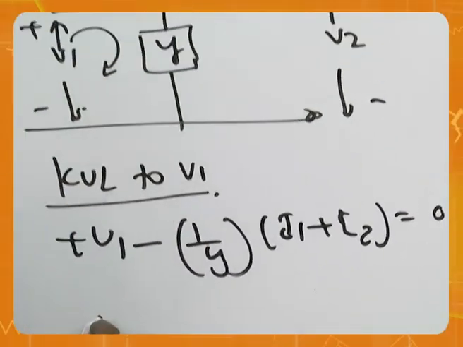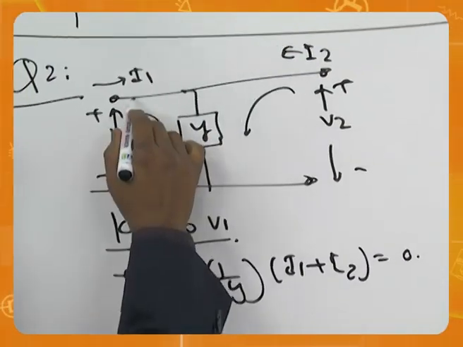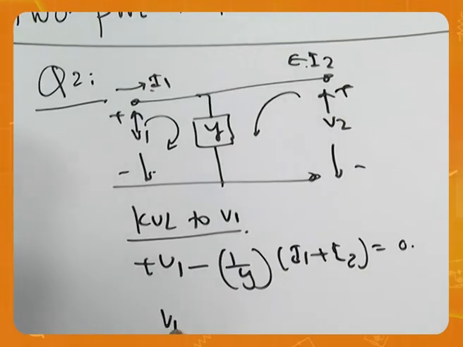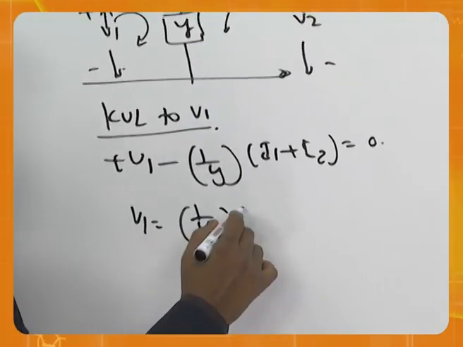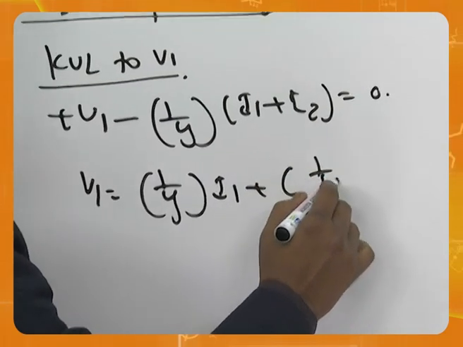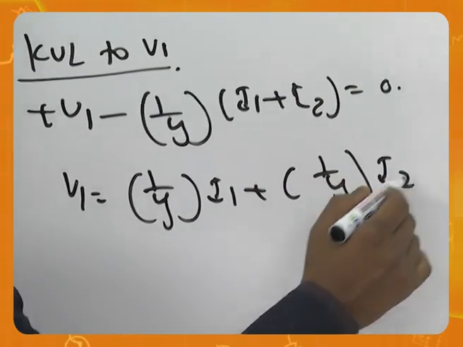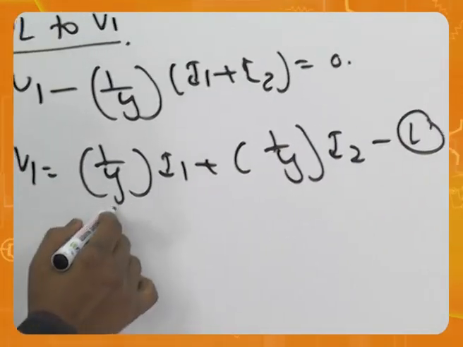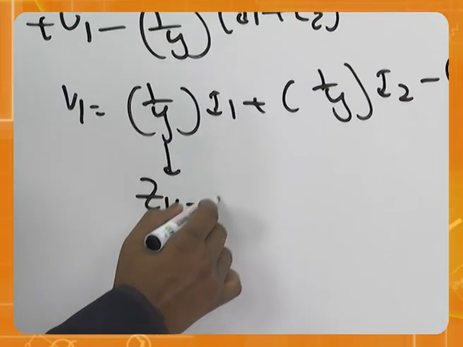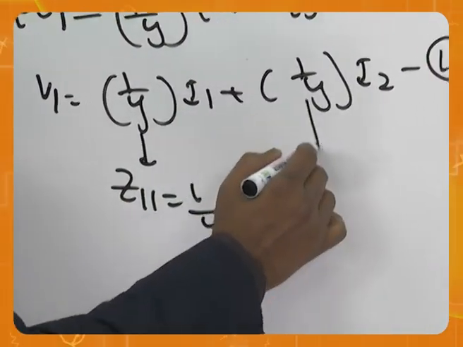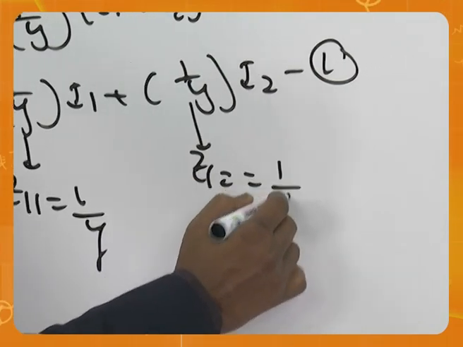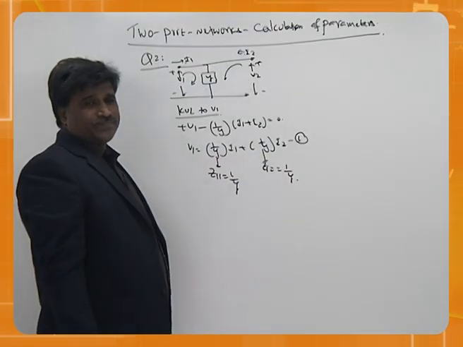This is a loop. In this you have two currents I1 and I2. So V1 is 1 by Y I1 plus 1 by Y I2, first equation. By that you can say Z11 is 1 by Y, Z12 is also 1 by Y.